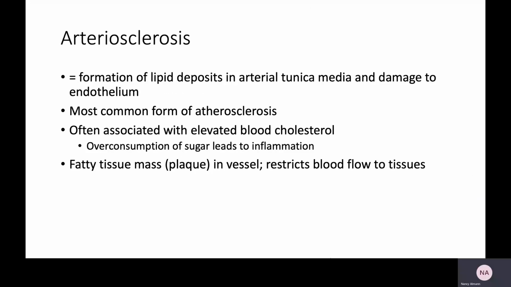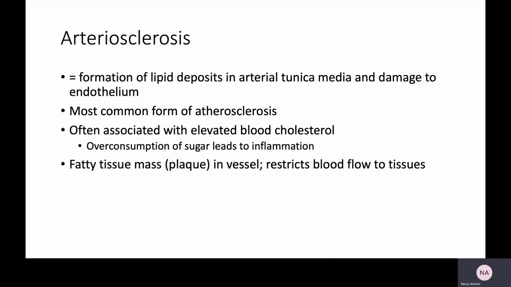It is the formation of lipid deposits in arterial walls, specifically the tunica media, as well as damage to the endothelial linings of the blood vessels. Arteriosclerosis is the most common form of atherosclerosis. It is often associated with elevated blood cholesterol. And in fact, it's not the consumption of cholesterol that is the problem. It is the overconsumption of sugar, because sugar is a key factor in inflammatory responses in humans.